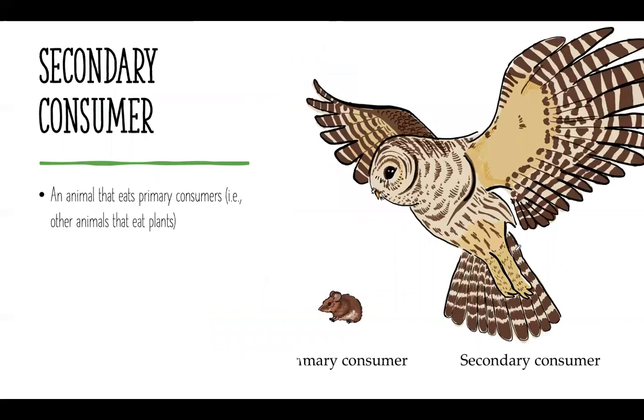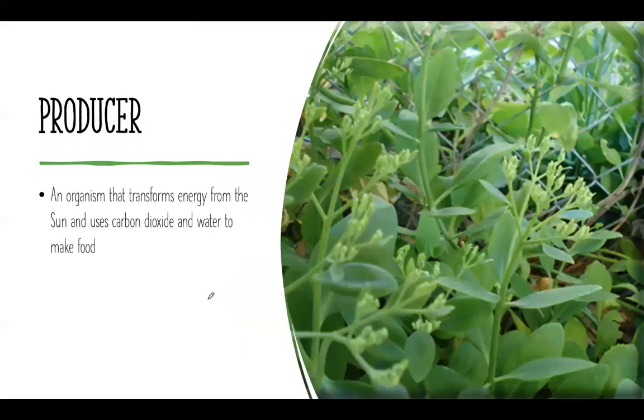Secondary consumer. A secondary consumer is an animal that eats primary consumers, the animals that eat plants. Let's just say that we have a plant. This rat ate this plant, and this rat is going to get eaten by this gigantic owl. So these are secondary consumers because they're consuming an animal that ate plants, okay?